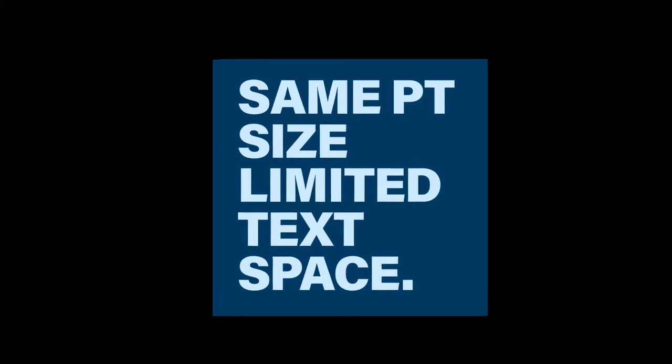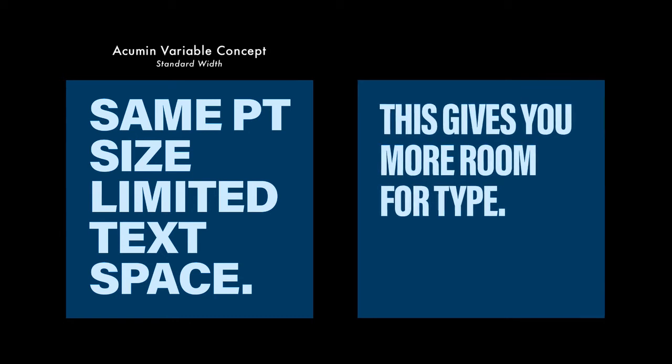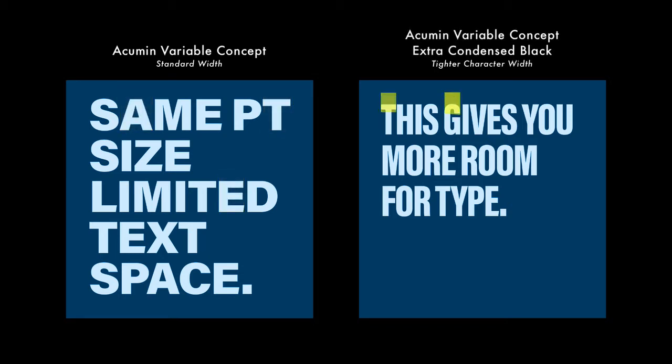Take, for instance, this typeface for an Instagram post. This one is Acumen Variable Concept, and it has a standard character width that matches other typefaces in its classification. Condensed typefaces use more narrow character widths, allowing you to fit more characters in a total space. This image uses the same typeface, but a condensed version of the same typeface.